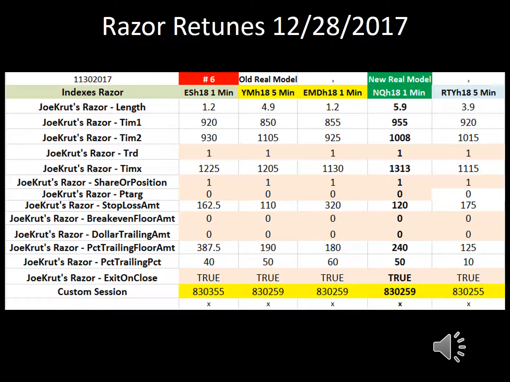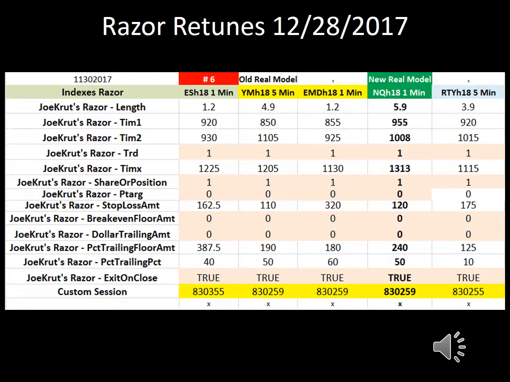Now here's the Razor retunes, and I want to bring your attention to two things. First of all, the NASDAQ, that's the one with the green heading at the top. That's the one I trade in my own account, in my IRA account, and I'll show you a real record of that when we get towards the end of the presentation.